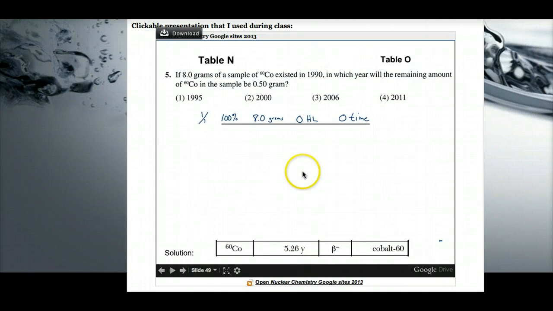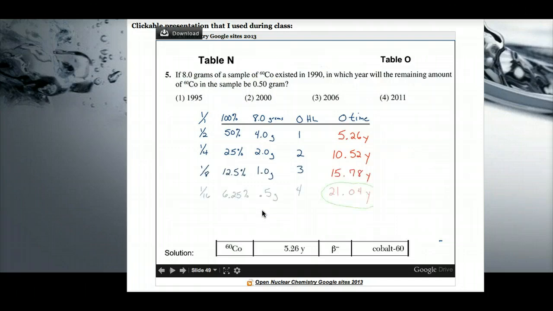Then I draw myself a zero timeline. 0 time, 0 half-lives, 8 grams, 100% of my sample. In this case, the 100% of my sample is the 8 grams. Now I'm going to start halving down until I get 0.5. So when I do so, I keep going. And it took me 4 halvings.